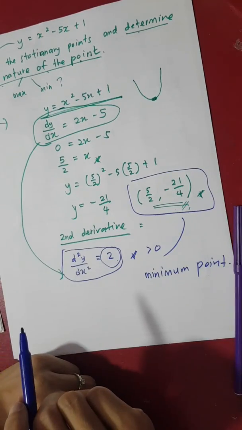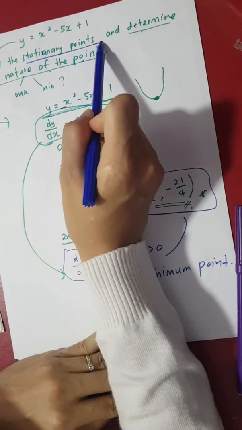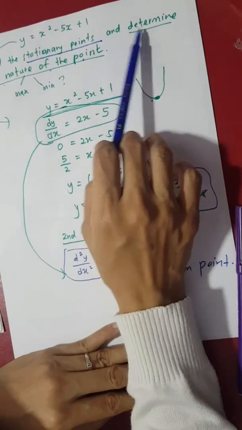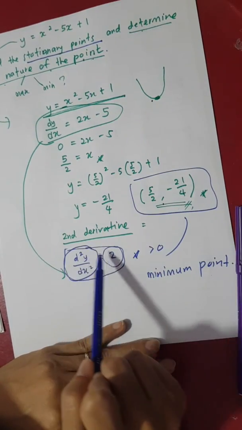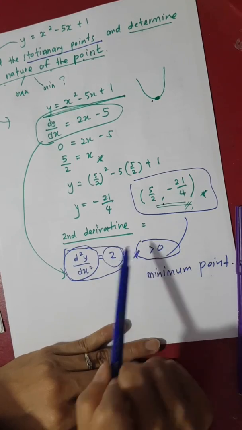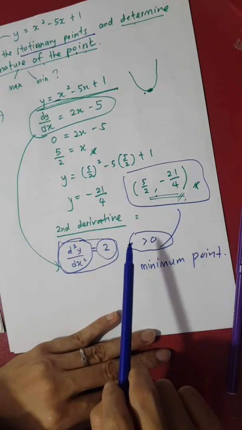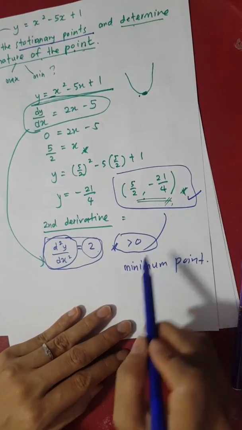Alright. So we have already answered all the question. We already found the stationary point. Only one point because this is quadratic. To determine the nature, we do the second derivative. We differentiate again. Then we check whether it is more than 0 or less than 0. If more, it means minimum point. If less, that means maximum point. So our answer is this and this.